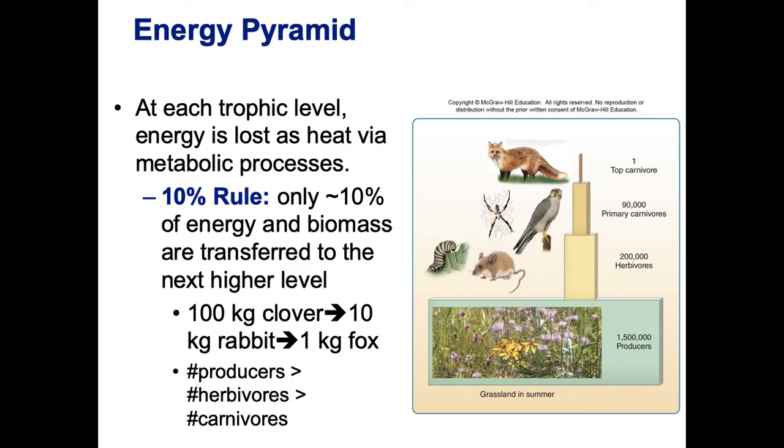So as we go up the food chain, there tends to be fewer individuals, fewer biomass of each of these trophic levels. So top carnivores tend to be relatively rare in the ecosystem.